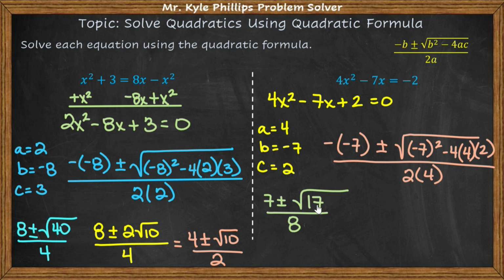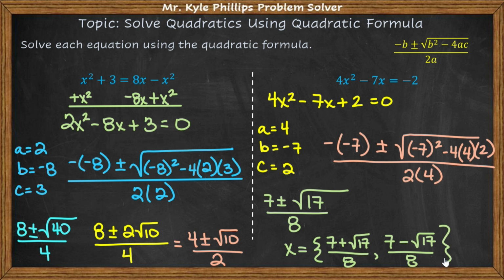Now here, 17 is a prime number. There is not a value or a perfect square that can divide evenly into 17. So here we are finished. These are my 2 solutions. Now, if your teacher wants you to write them out, I didn't do it in this example, but I'll do it in this one. Here we would say x equals 7 plus the square root of 17 over 8. And then your other answer would be 7 minus the square root of 17, and that would all be over 8. All right, and these would be your 2 solutions.